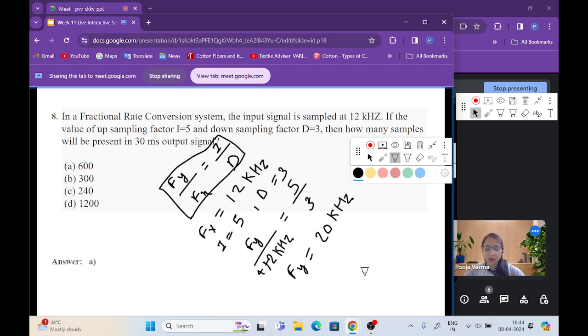Now what is given, then how many samples will be present in 30 millisecond output signal. So in 30 millisecond output signal, how many samples are present? The output frequency is given and we need to find out the number of samples in 30 milliseconds.